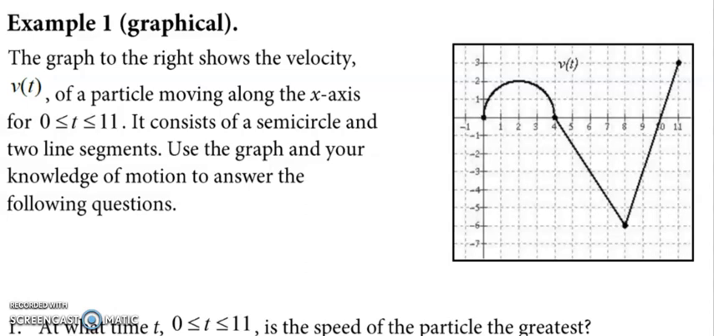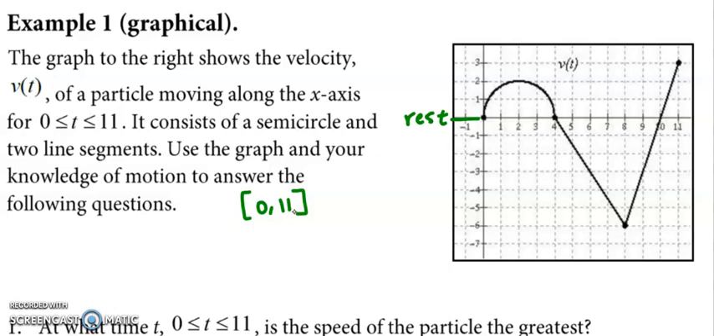All right, a video key to go over Worksheet 5, Example 1 from Dixie Ross. The graph to the right shows the velocity v of t. So important to note that when you're looking at a velocity graph, the x-axis is going to represent rest. The particle is moving along the x-axis for time 0 to 11. Note we are on a closed interval, so endpoints might be in consideration.